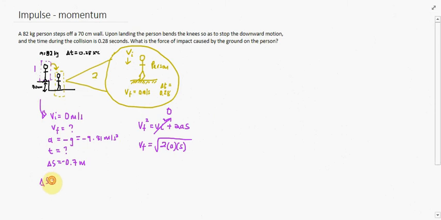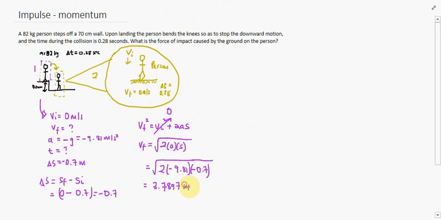Remember that delta s is equal to s final minus s initial, or displacement final minus displacement initial. So my final position is on the ground, which I'll call 0, and my initial was this 0.7, so that's going to equal negative 0.7. When I plug values in, what I'll get is the following: 2 times negative 9.81 as my a, and negative 0.7 as my displacement. A negative times a negative gives me a positive, and I will get that my final velocity is a value of 3.7897 meters per second.